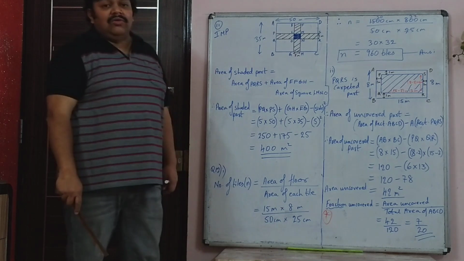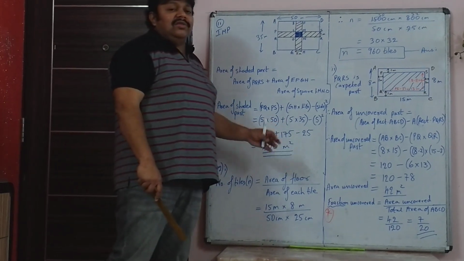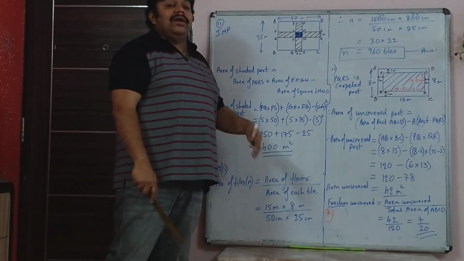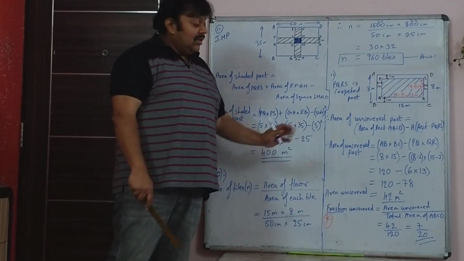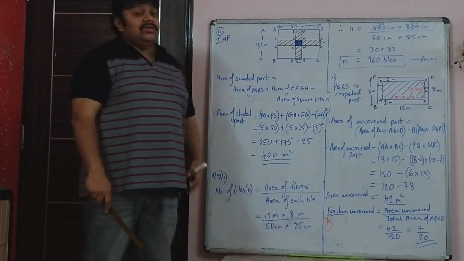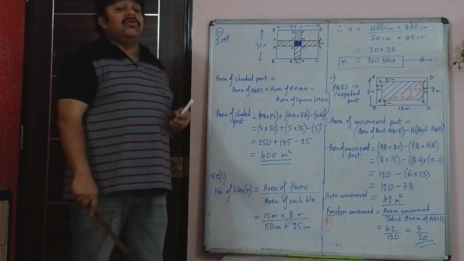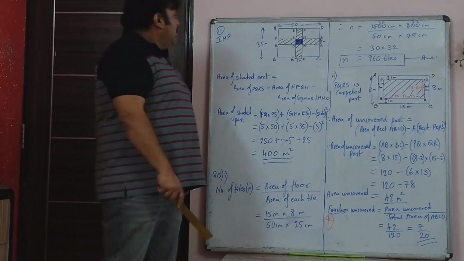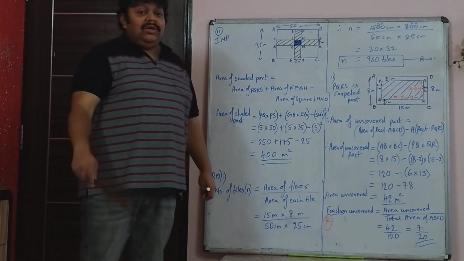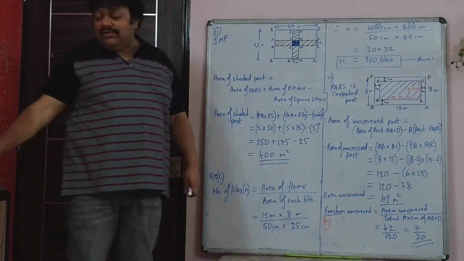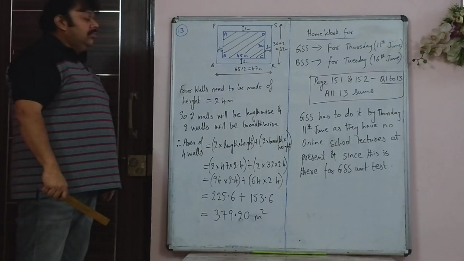So both of them are divisible by 6. So it is 7 upon 20. So that is a fraction. So you can leave it as 7 by 20. Since it's a fraction, it will not have any units. So that's the 12th sum. We have one more classwork sum which we will finish now. That is the 13th one.